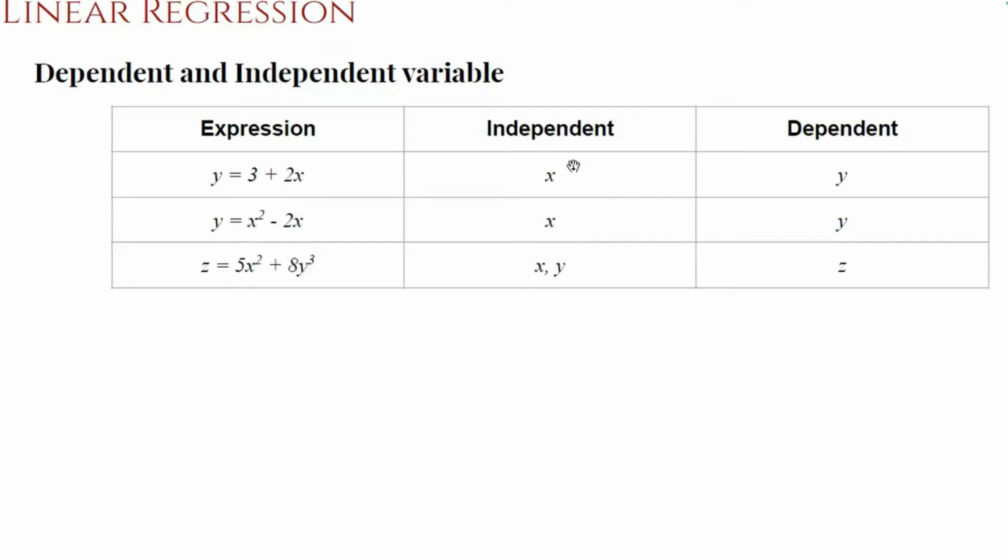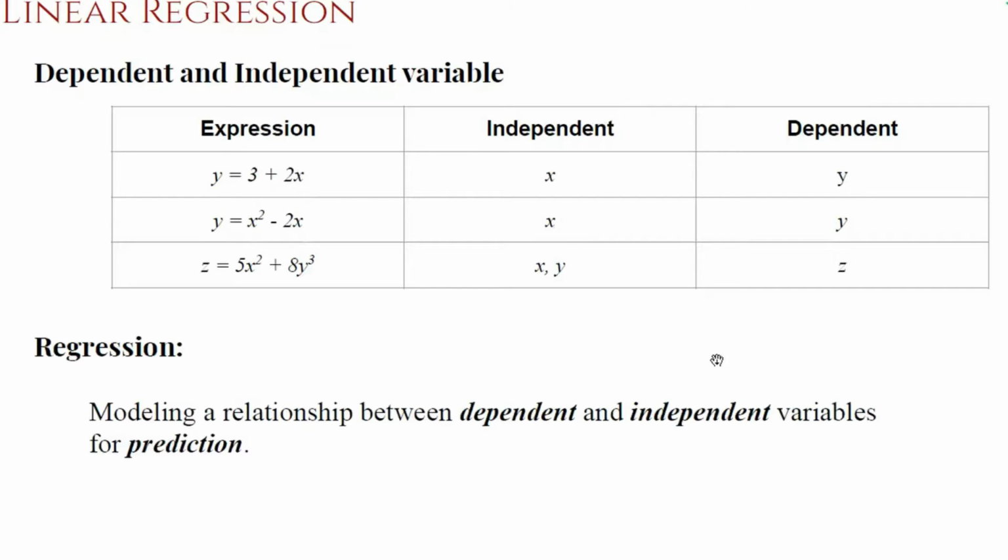Finding the relationship between a dependent and an independent variable is also referred to as a regression problem. Finding a relationship between x and y means you are actually generating an equation. That process is referred to as regression as well. So we have just seen multiple interpretations for regression.